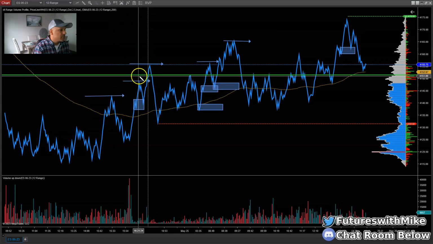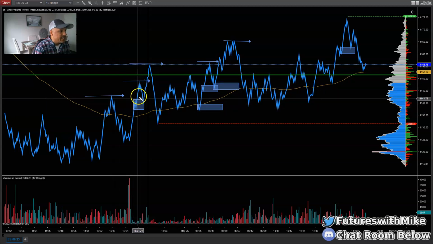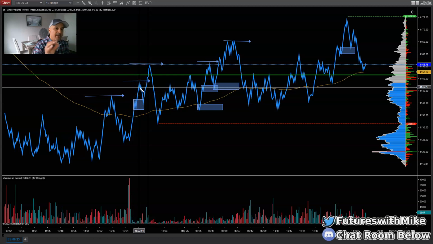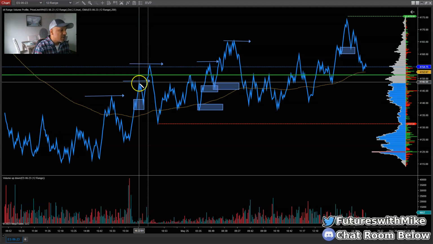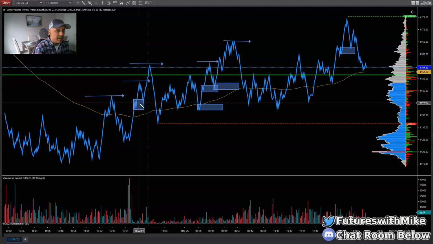All right, it broke structure, pulls back to this key area of demand, and this aggressive buying to the upside right here, there are imbalances. We'll go over to the candlestick chart, and you'll see what I'm talking about, imbalances that needed to be filled at that time. And as price returns, or retraces back to this demand zone right here, it is filling in those imbalanced areas.